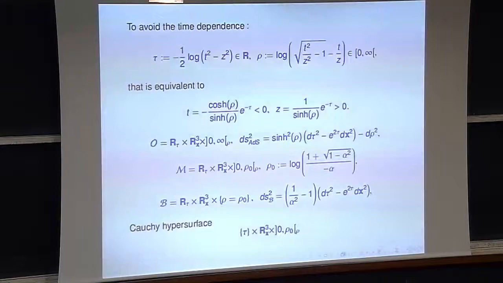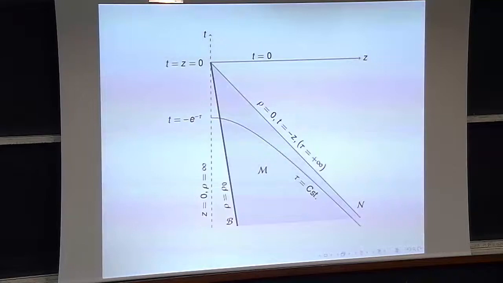And we introduce a clever change of variable, which replaces the bulk by a strip, and the brane in this coordinate is just localized at rho equal to zero. To understand what rho and tau are, tau is a new time coordinate, and tau equal constant is a submanifold which is space-like, with the new coordinates tau and rho.